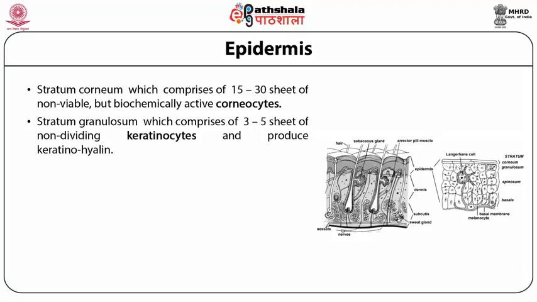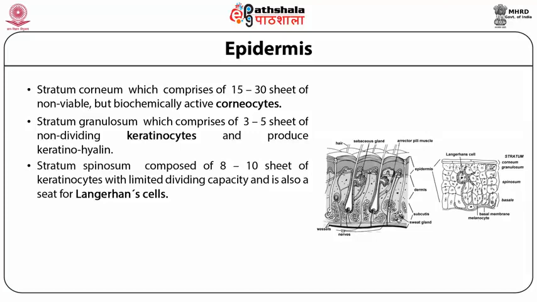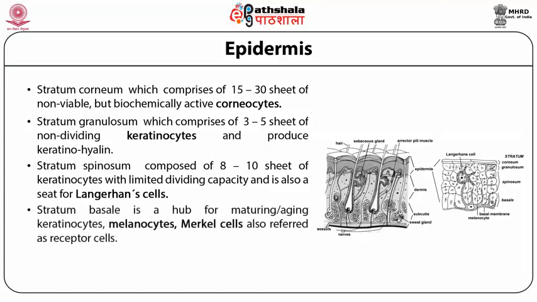The third layer is referred to as the stratum spinosum, which primarily consists of 8 to 10 sheets of keratinocytes, has a very limited dividing capacity, and is also a seat for Langerhans cells. The last of these is the stratum basale, which is a hub for maturing and aging keratinocytes, melanocytes, and the Merkel cells, which are also referred to as the receptor cells.